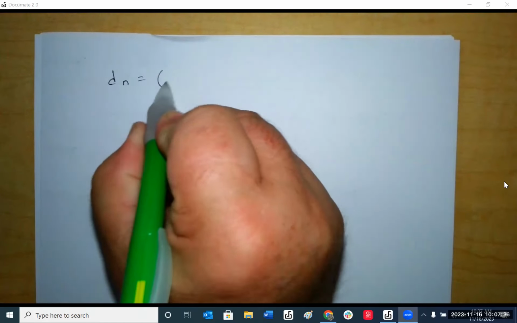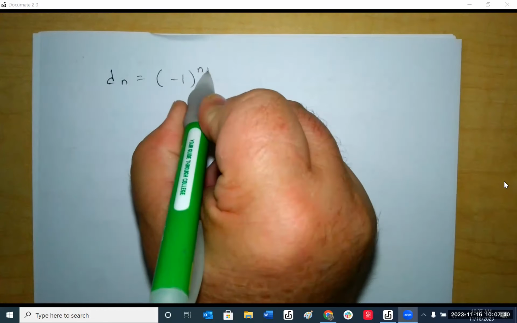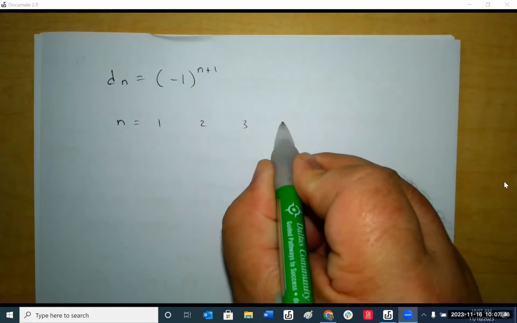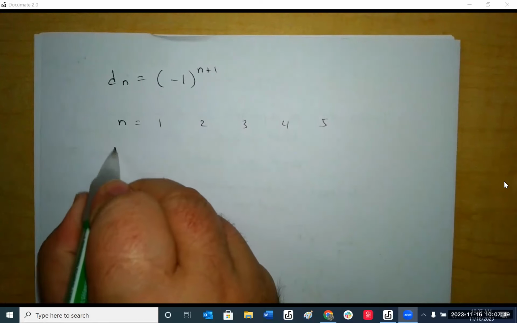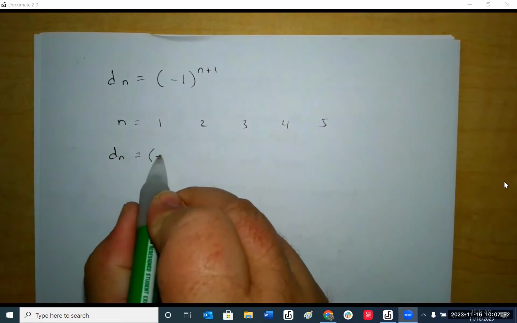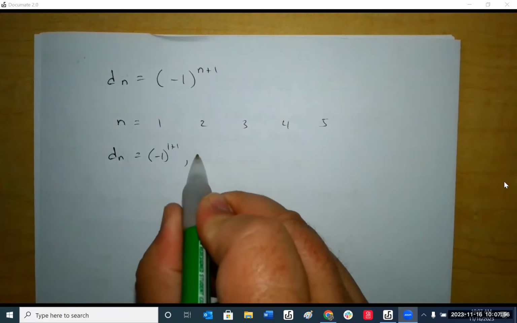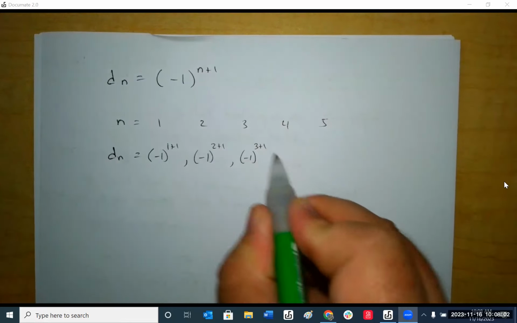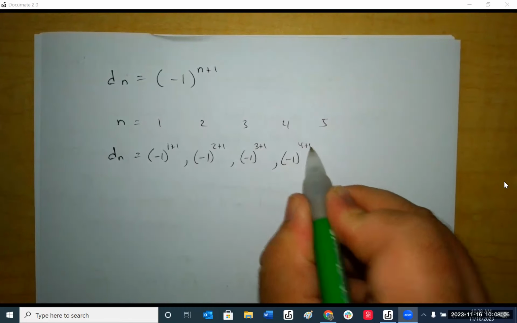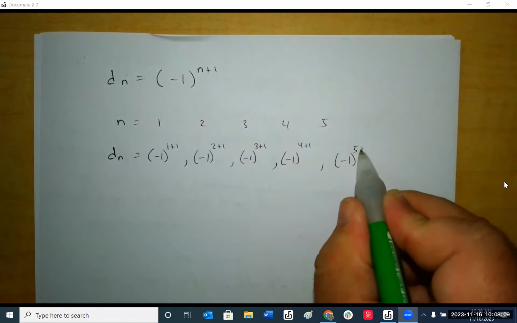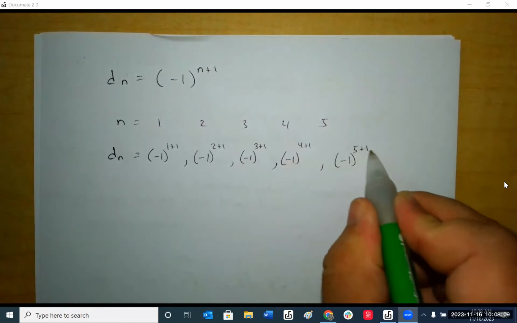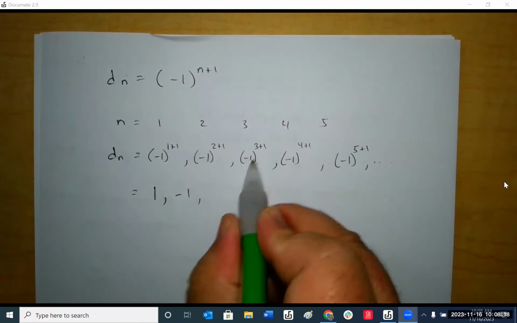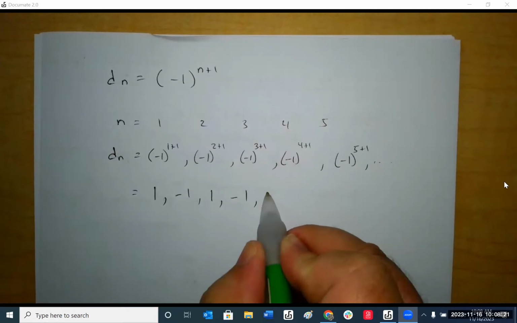D sub n is negative 1 to the n plus 1, n equals 1, 2, 3, 4, 5, and so on and so forth. So D sub n is negative 1 to the 1 plus 1, negative 1 to the 2 plus 1, negative 1 to the 3 plus 1, negative 1 to the 4 plus 1, negative 1 to the 5 plus 1, and so on. So this one will be negative 1 to the power 2, which is positive 1. Negative 1 to the power 3 is negative 1. Negative 1 is a positive, so it's just alternating again.